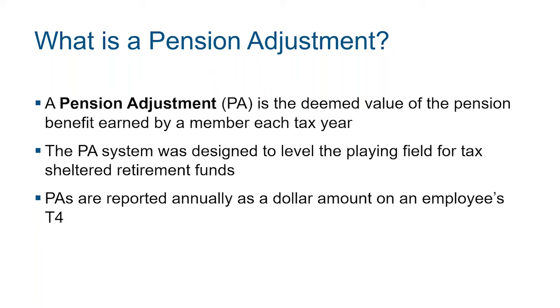Once the value is determined, the member's RSP room is then reduced by that amount for the subsequent tax year. A member's PA is reported by the employer on their T4 and used when filing their taxes. You may recall seeing your own pension adjustment on your T4. So how do we calculate a pension adjustment?